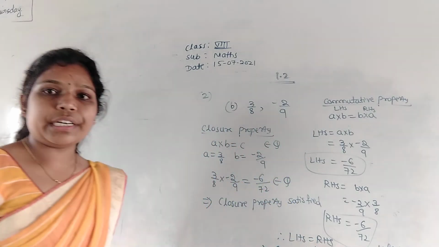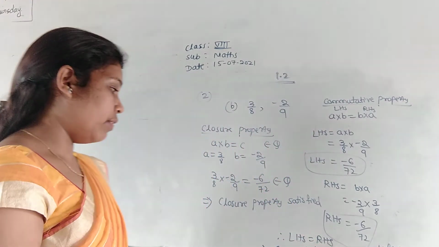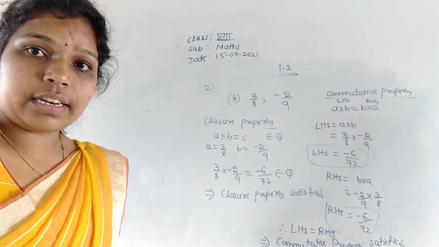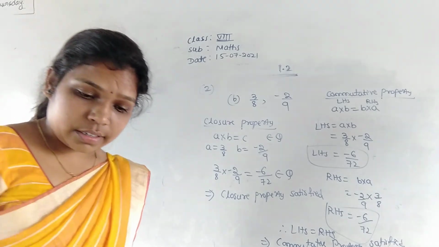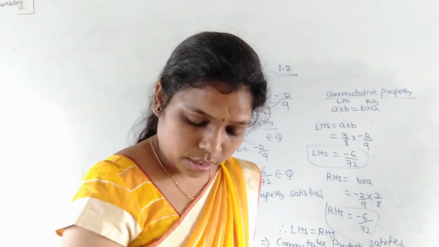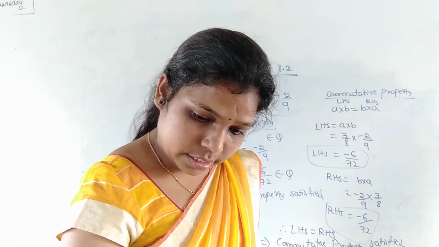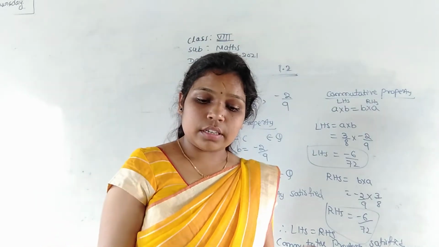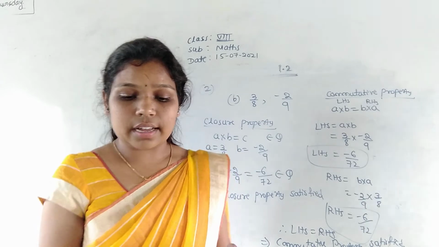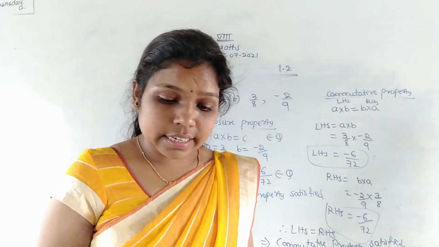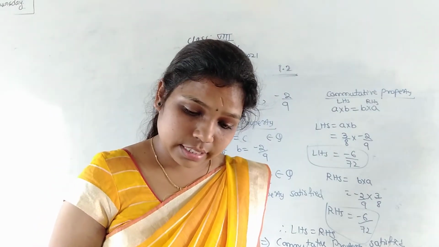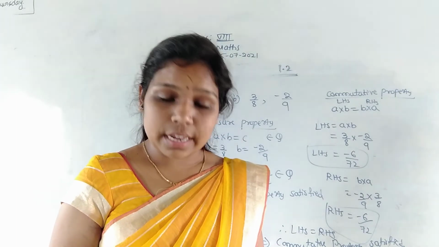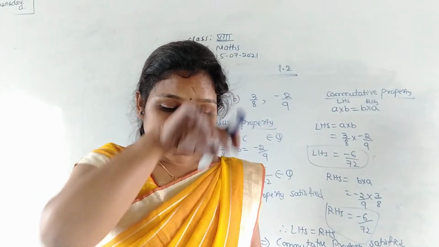Okay, so commutative property satisfied, right? Like that you have to write. So next, we have some more problems. Two problems are there. See here, another two problems are there: minus 4 by 11 as well as 22 by 13, and minus 5 by 8, 4 by minus 3. That is also the same thing.